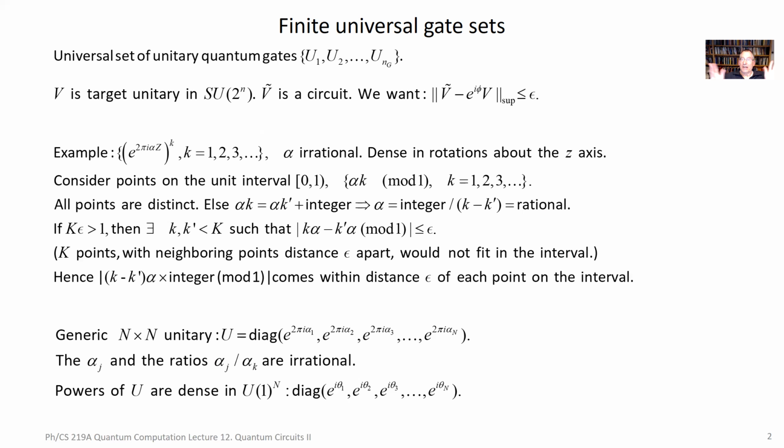But even in the abelian case, even if we're just doing rotations about the z-axis, as long as it's a generic rotation by an irrational angle, an irrational multiple of 2 pi, then we'll have density in the unit interval, or equivalently in U1, the rotation group around a fixed axis.